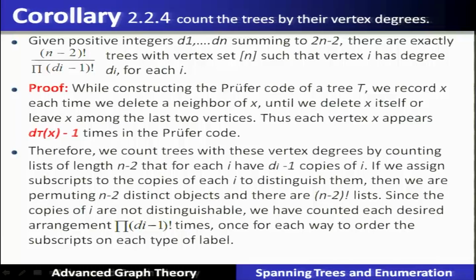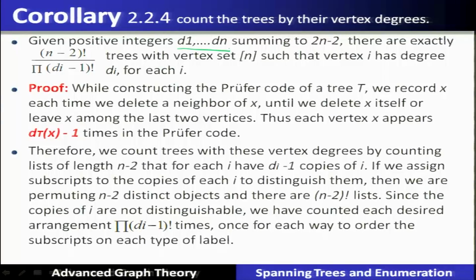Now, this particular corollary will count the trees by their vertex degrees. This is an application of Prüfer code or Cayley's formula. Given positive integers d1, d2 and so on up to dn, which are nothing but the degrees of all n vertices, and if we sum up these degrees to n minus 2, there are exactly (n minus 2) factorial divided by the product of (di minus 1) factorials, for all i's. Let us see the proof.